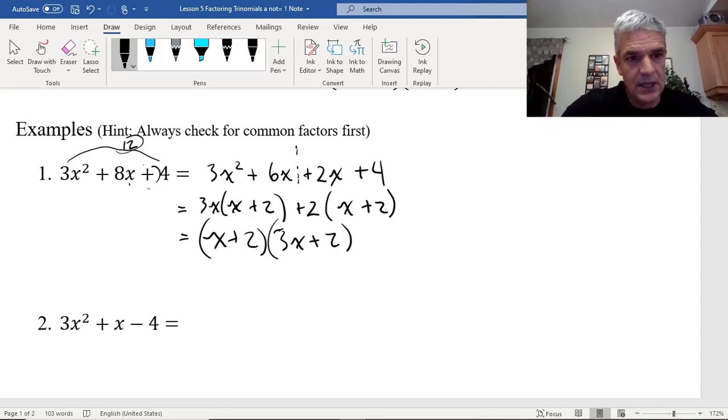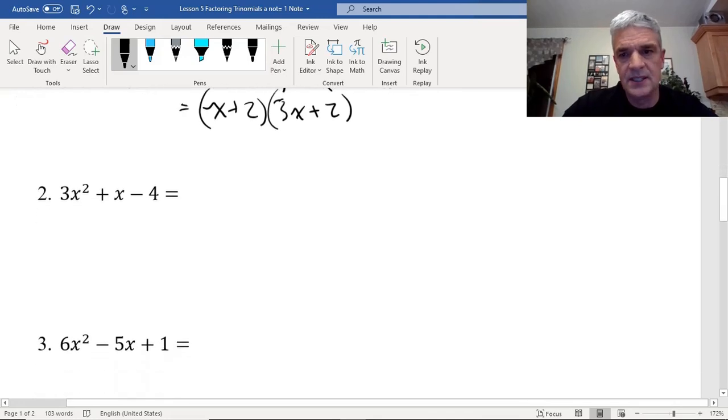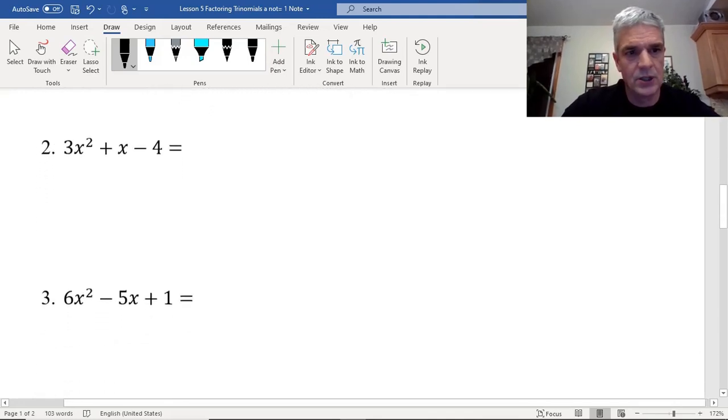Remember, factoring always ends up being turning it into a multiplication question, and that's exactly what we've done here. Let's go through a couple more examples just so you see some different scenarios, different situations along the way.